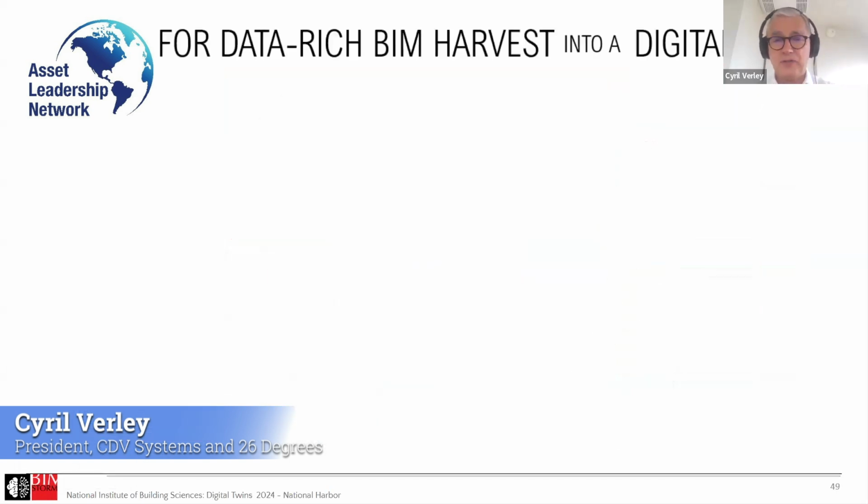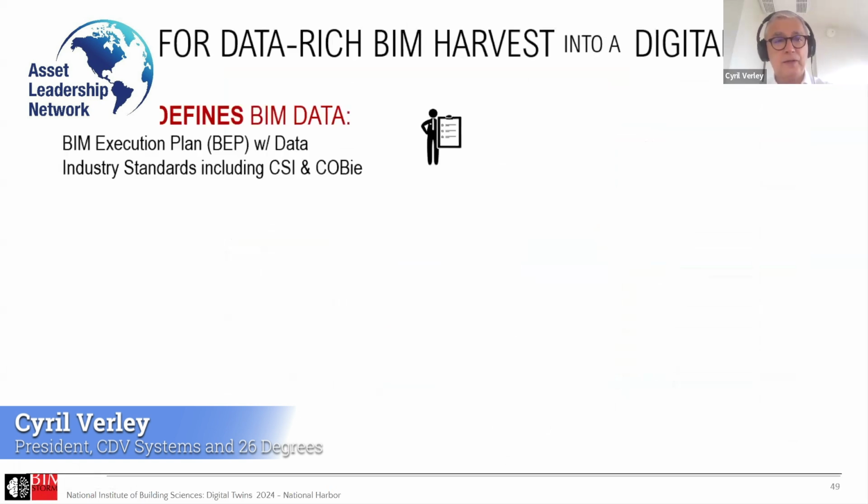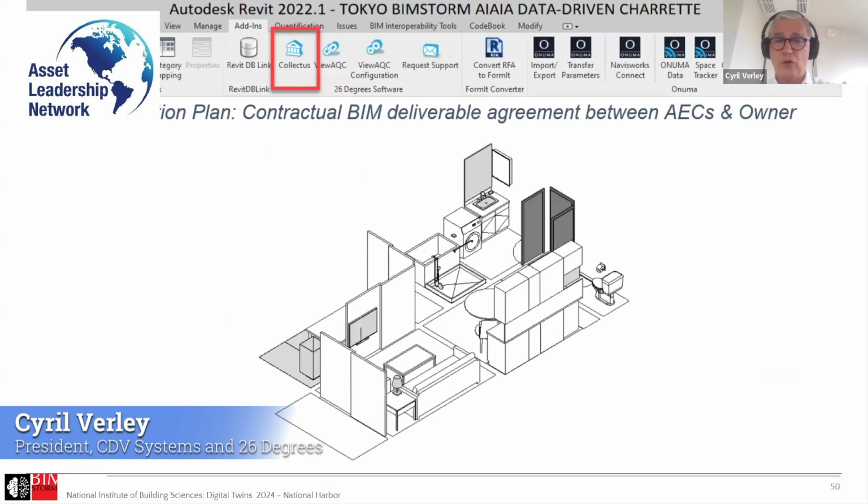Now, there are 3 steps to do this. The first is to define the requirements within a BIM execution plan. And in the case of Collectus, it includes data. That includes industry standards like CSI and COBie, the MasterFormat, UniFormat, and OmniClass, inside the BIMX plan. By the way, with this Collectus structure, the owner gets the subscription, and the entire data structure of Collectus is offered to any of their architects, engineers, contractors and subcontractors within Revit without cost. They can get access to the entire library, and you'll see that in a minute.